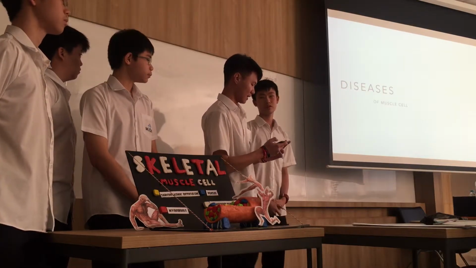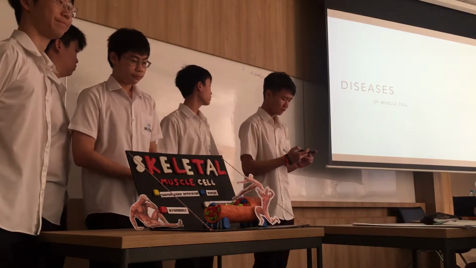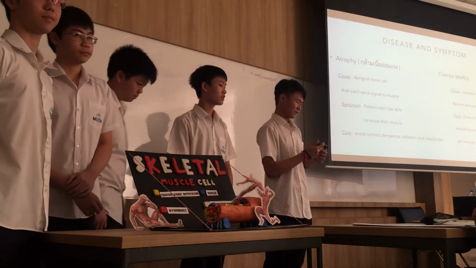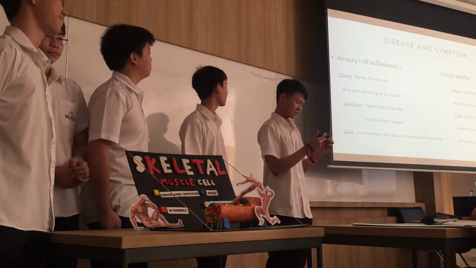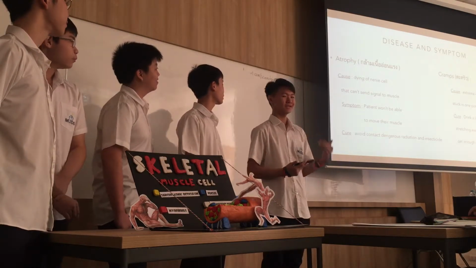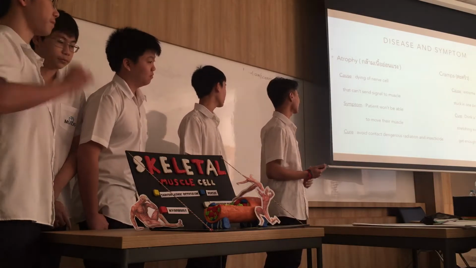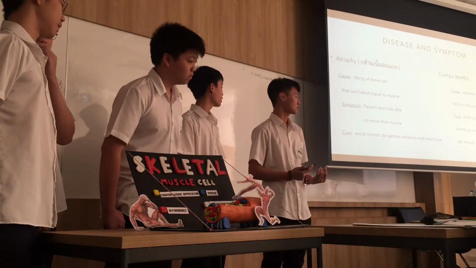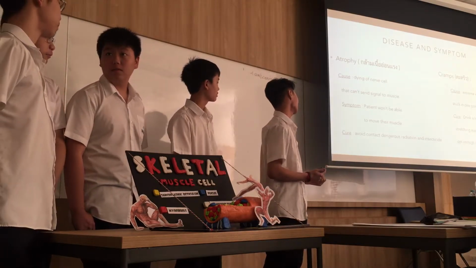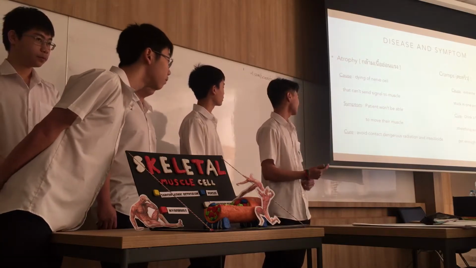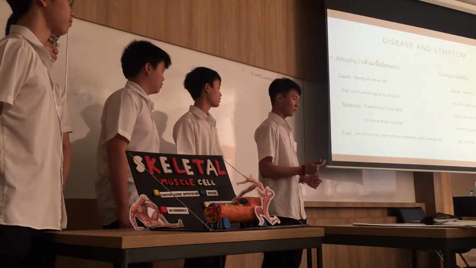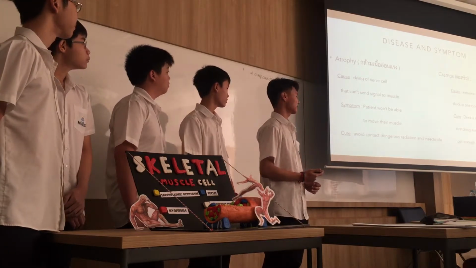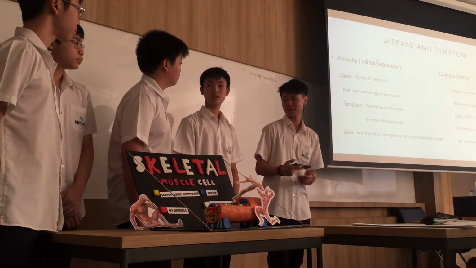Next, diseases and symptoms related to muscle cells. The first one is atrophy, also known as muscle weakness. This is caused by the dying of nerve cells that cannot send signals to the muscle, so we cannot control our muscle. The patient won't be able to move some parts of their muscle, and for now there is no treatment that can totally cure this disease. But we can prevent it by avoiding contact with dangerous radiation and insecticide.